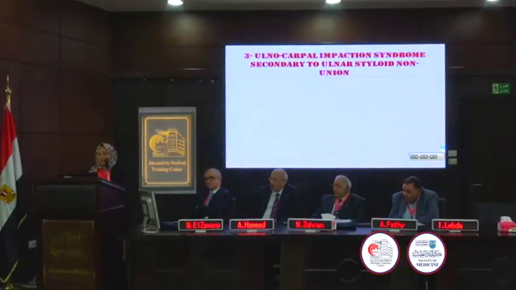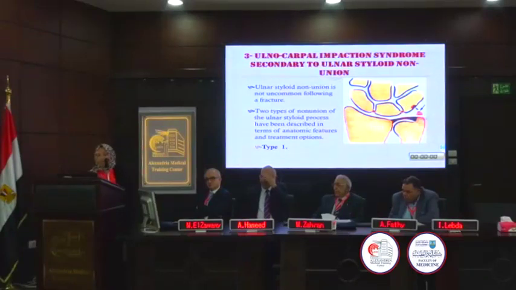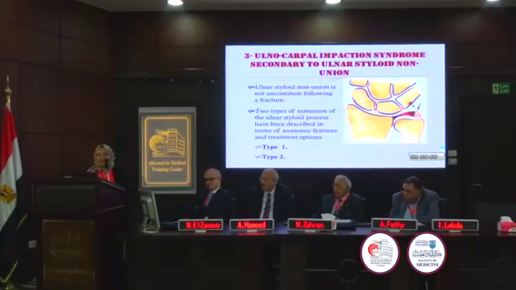The third one is the ulnar carpal impaction syndrome, secondary to ulnar styloid malunion. The ulnar styloid malunion following trauma is common, and we have two types of non-united styloid process fractures. The first one is type 1, which is a non-united tip. And this non-united tip is not associated with avulsion of ulnar attachment of triangular fibrocartilage because it's distal to the ulnar attachment of triangular fibrocartilage. And type 2 is the non-united base of ulnar styloid process, and this is associated, as we can see, with avulsion of the ulnar attachment of triangular fibrocartilage.